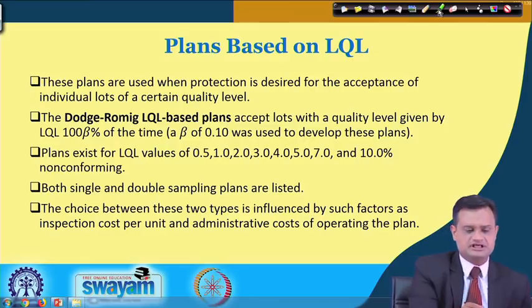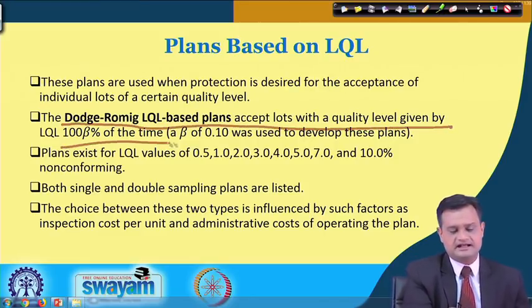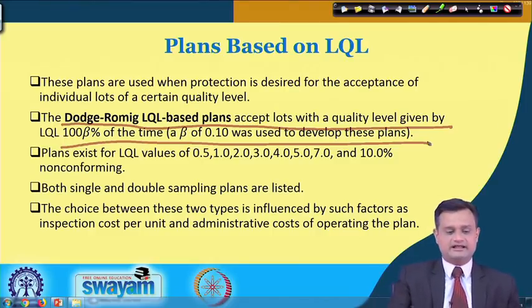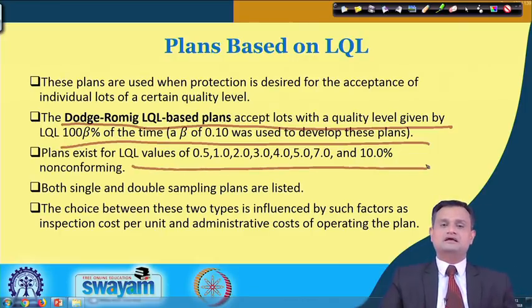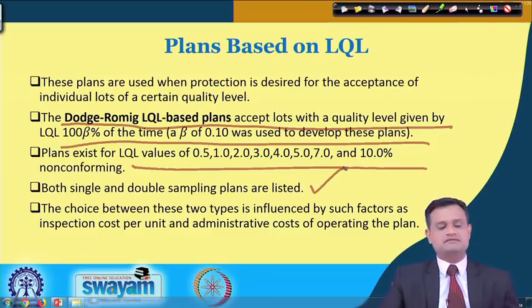So, if you see the Dodge-Romig LQL based plan, 100 beta %, that beta of 0.1 was used to develop, let us say, this plan, that is the standard value, and let us say I can have different LQL levels, limiting quality levels, that is specific to the consumer's risk: 0.5, 1.0, 2.0, and both single and double sampling plans can be found.